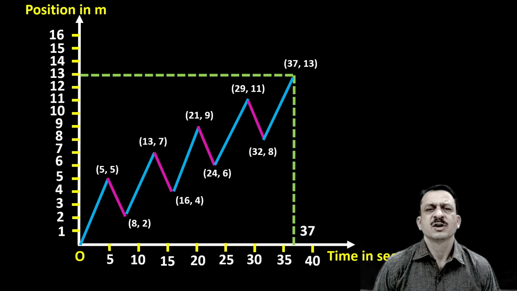Okay, like this we will work out the xt graph of motion of the drunkard. Okay, we move on to the next problem.